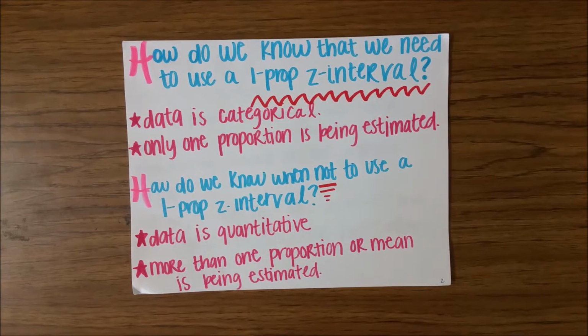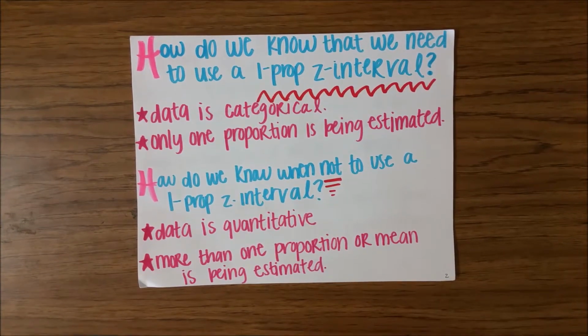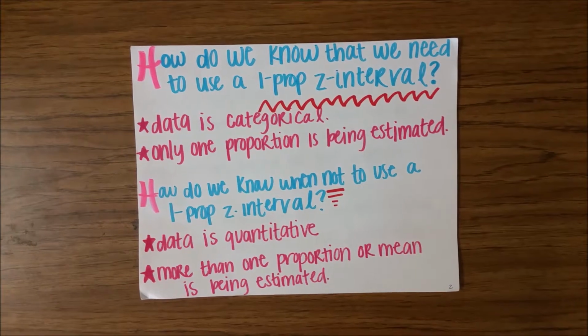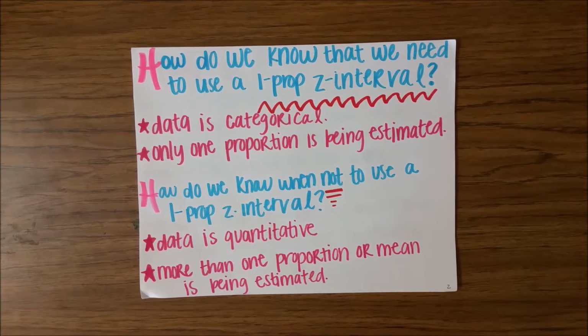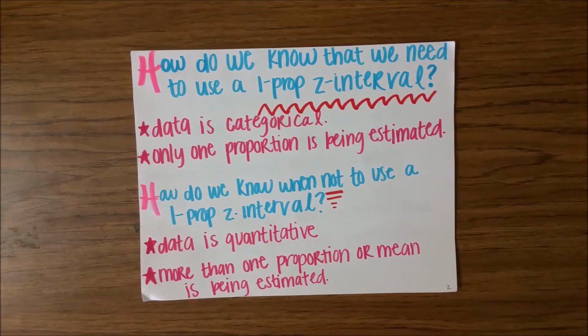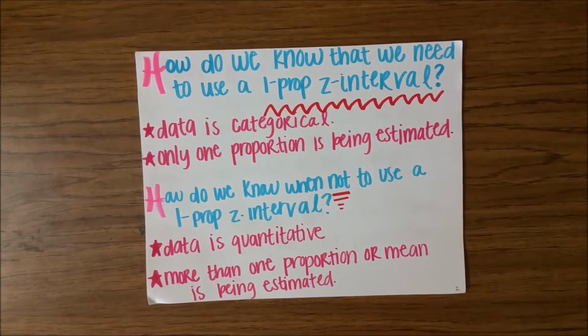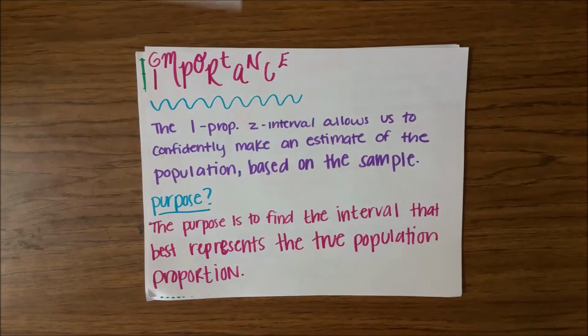How do we know that we need to use a 1 proportion Z interval? You will use a 1 proportion Z interval when dealing with categorical data and when only 1 proportion is being estimated. If data is quantitative or you are estimating more than one mean or proportion, then you do not use the 1 proportion Z interval.